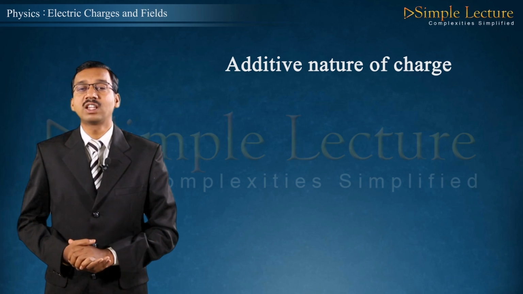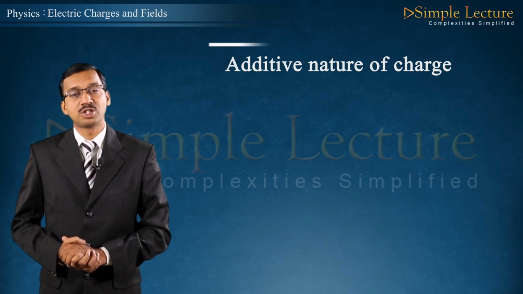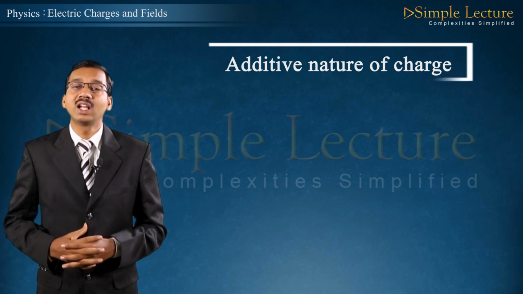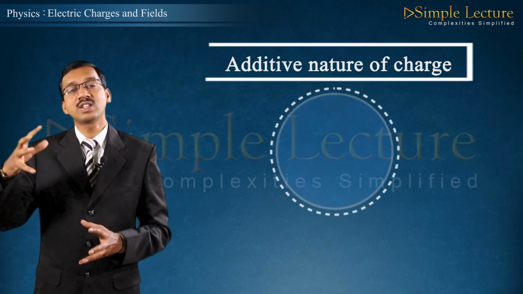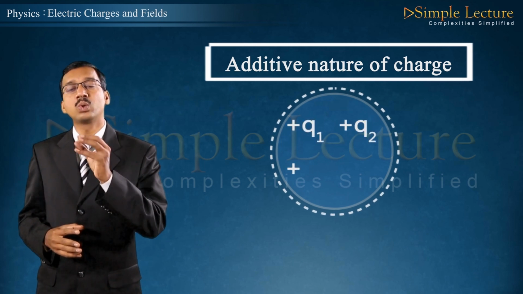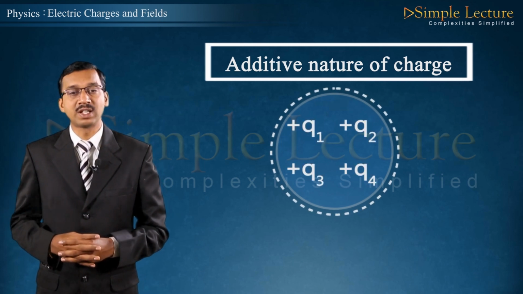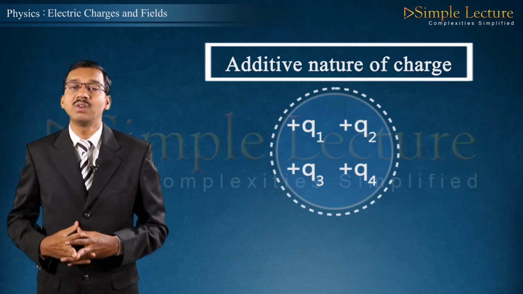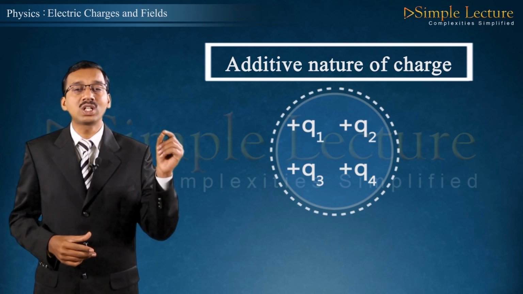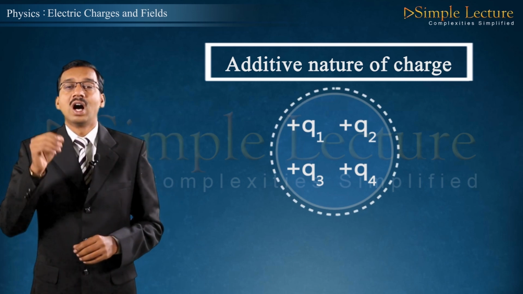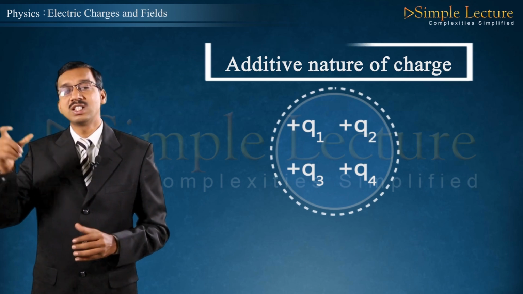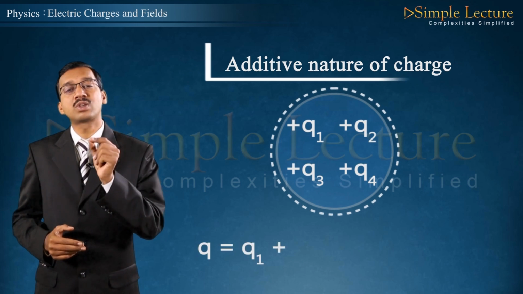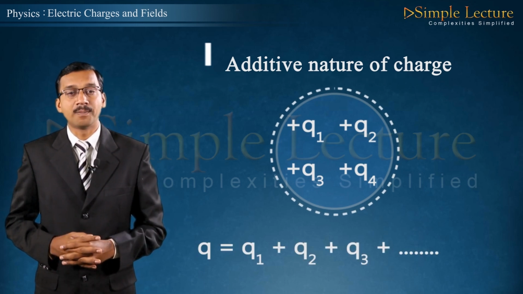The second one is the additive nature of charge. Additive nature of charge means if you are considering a conductor, in that conductor a certain number of charges are present, like Q1, Q2, Q3. The overall charge will be taken as the additive nature of charge. That means the total charge is equal to the algebraic sum of the individual charges, which can be taken as the equation Q is equal to Q1 plus Q2 plus Q3, etc.